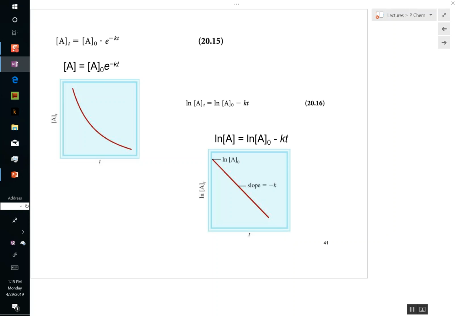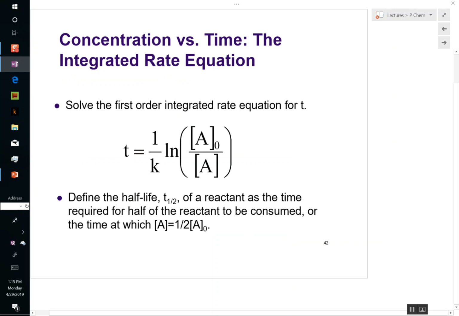Okay, sticking with first order for a little bit more here. Looking in terms of time, solve the first order integrated rate equation for time. Time is 1 over the rate constant times the natural log of the initial over the final concentrations. And so you define the half-life as the time required for the initial concentration to diminish to 1/2 of what it was originally. Half-life.